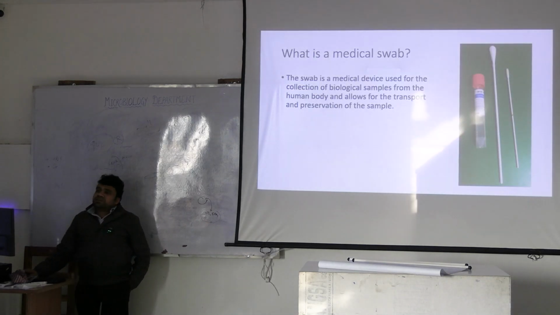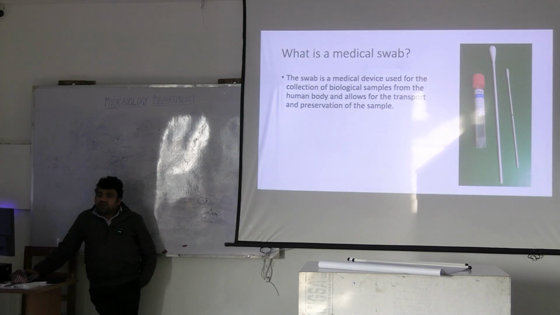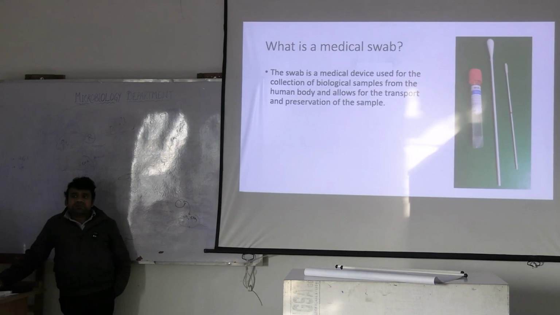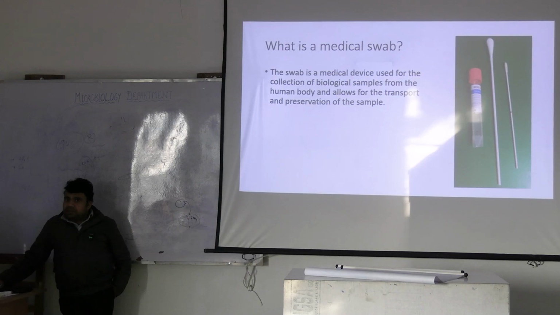Now first of all, you must understand what is a swab. Swab is a medical device that is used for collection of biological samples from the human body and allows for the transport and preservation of the samples. So basically what it consists of, it's a head and a shaft.